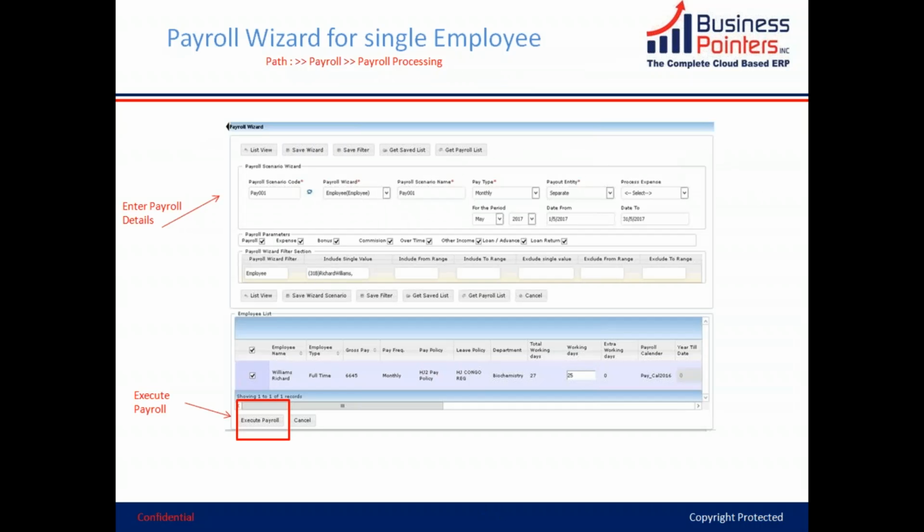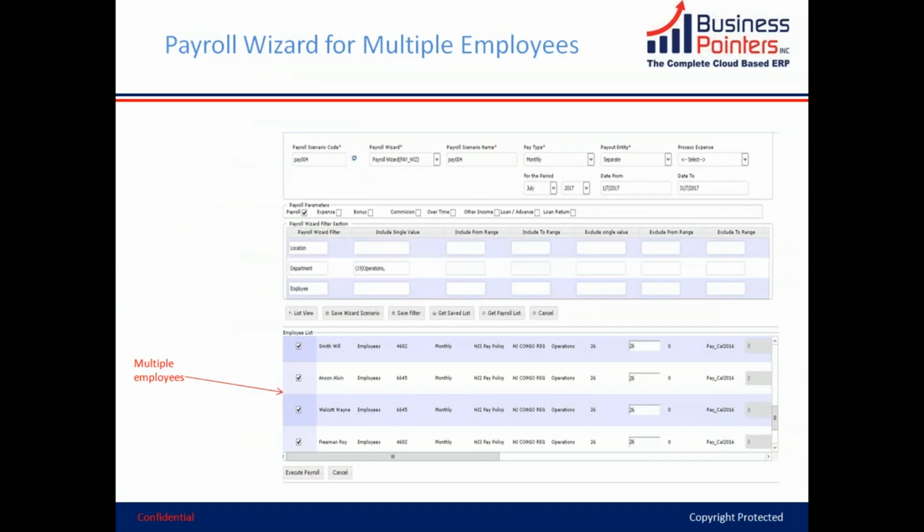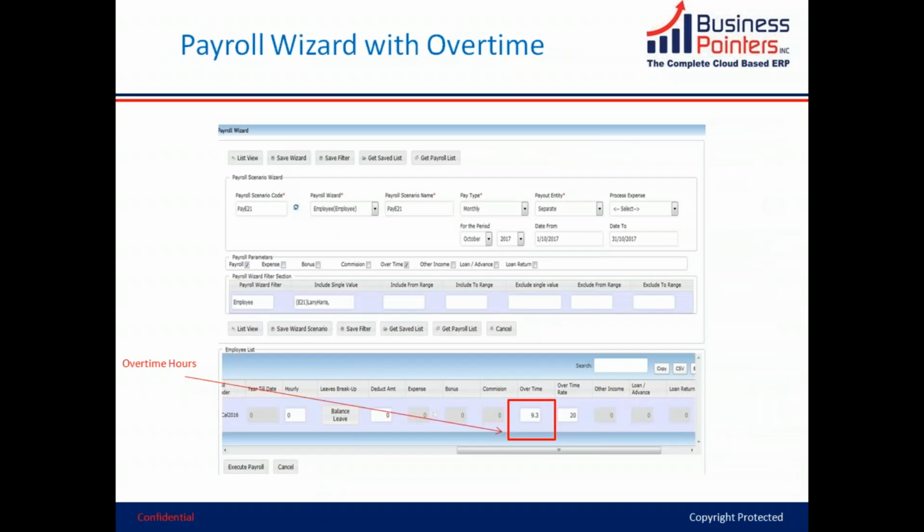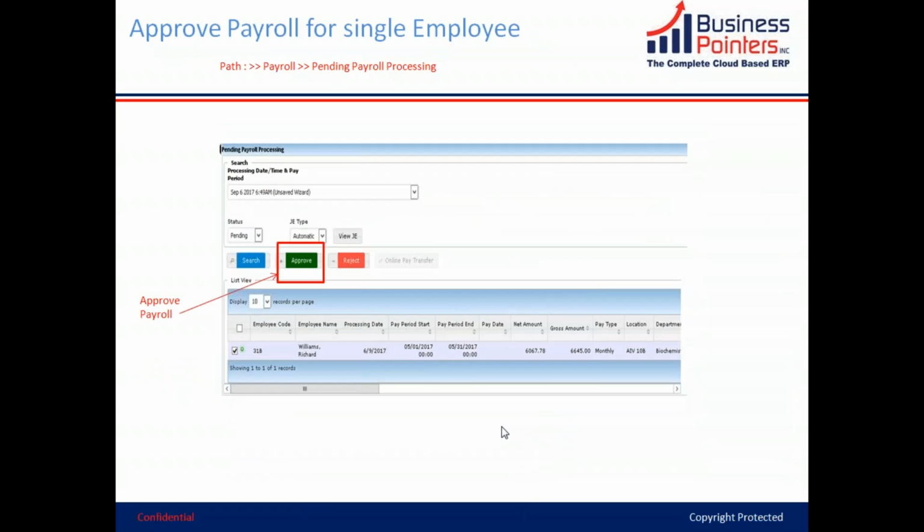But usually organizations would need to run the payroll for an entire location or for an entire department in one go. So this is how you can filter via the operations department, for example, and all the employees under the operations department will get filtered over here, and then you just click on it and execute the payroll for multiple employees. If the employee has worked overtime, you should be able to see the overtime hours over here.